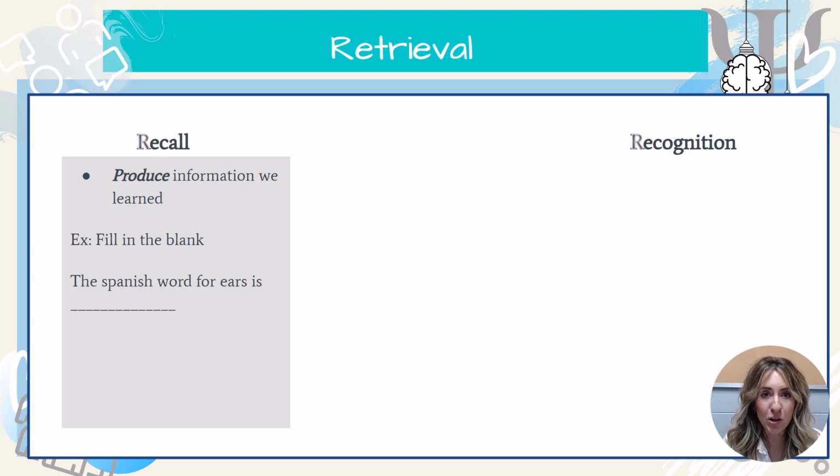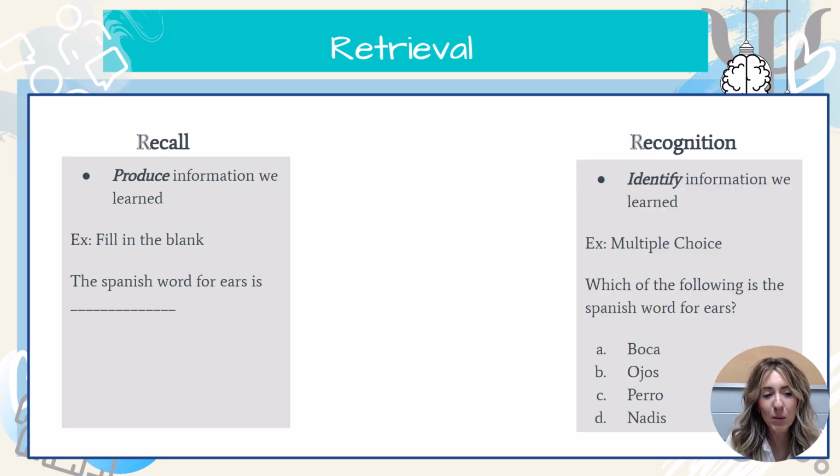This is like a fill-in-the-blank question, or if someone just asks you a question like, hey, what's the Spanish word for ears? This can be very difficult. Even if we know the information, we might not be able to just pull it from memory and produce it all on our own. We might need help with identifying it, and that would be our recognition memory. When we identify it, we have some different prompts or words or pictures to help us with that information.